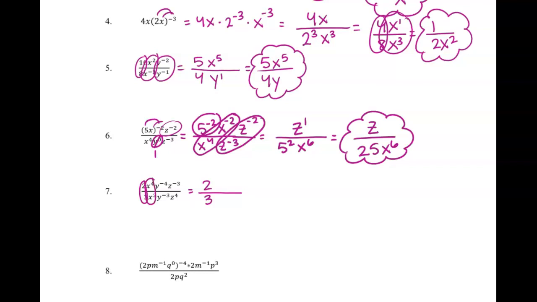4 minus 2 is 2, so we have x to the positive 2nd power, x squared. The y's, negative 4 minus negative 3 is negative 1. So we have y to the negative first power. I'm going to put it on the bottom and make it y to the positive first power. z's: negative 3 minus 4, negative 7. So I have a z to the 7th power on the bottom. You could keep it this way. I'm going to get rid of the first power for the y and make it 2x squared over 3y z to the 7th.